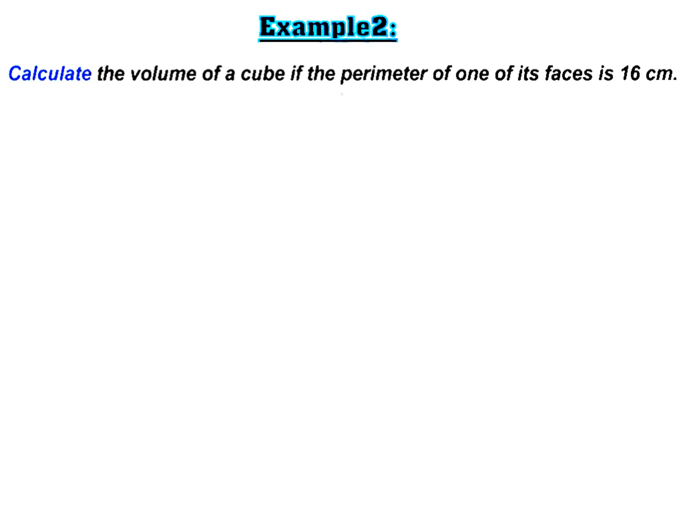Again, if he gives me the perimeter of one face of a cube, I divide the perimeter by 4 to get the edge length, because each face of the cube is in the shape of a square, and the perimeter of the square equals S times 4. So I divide it by 4 to get the length of the edge, which equals S.